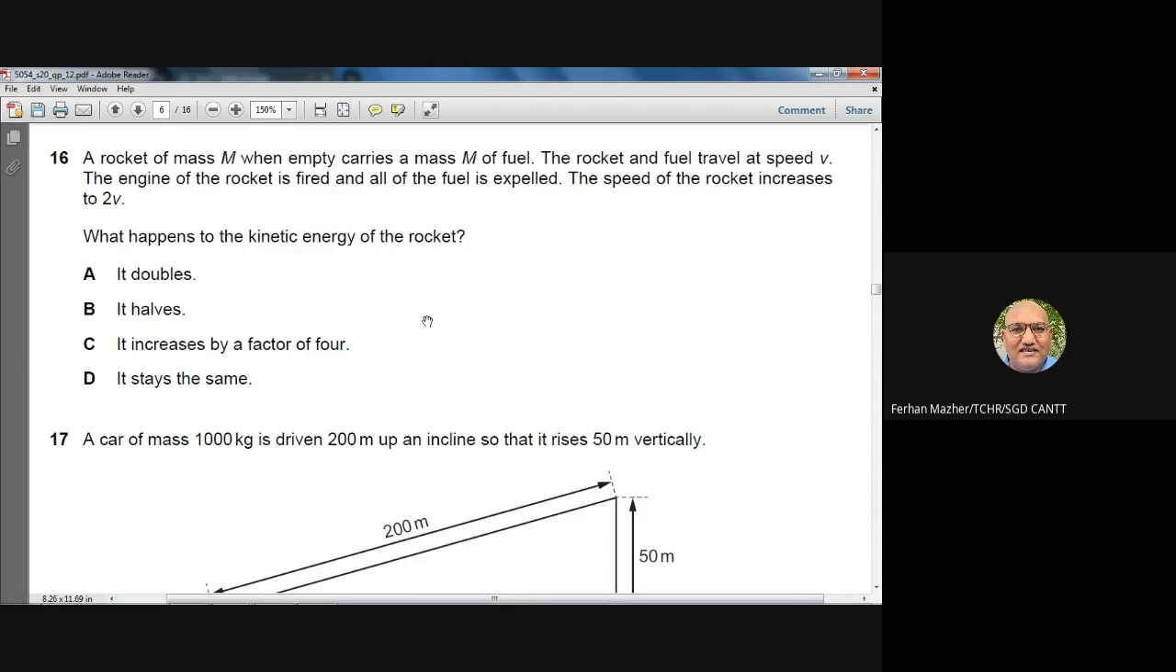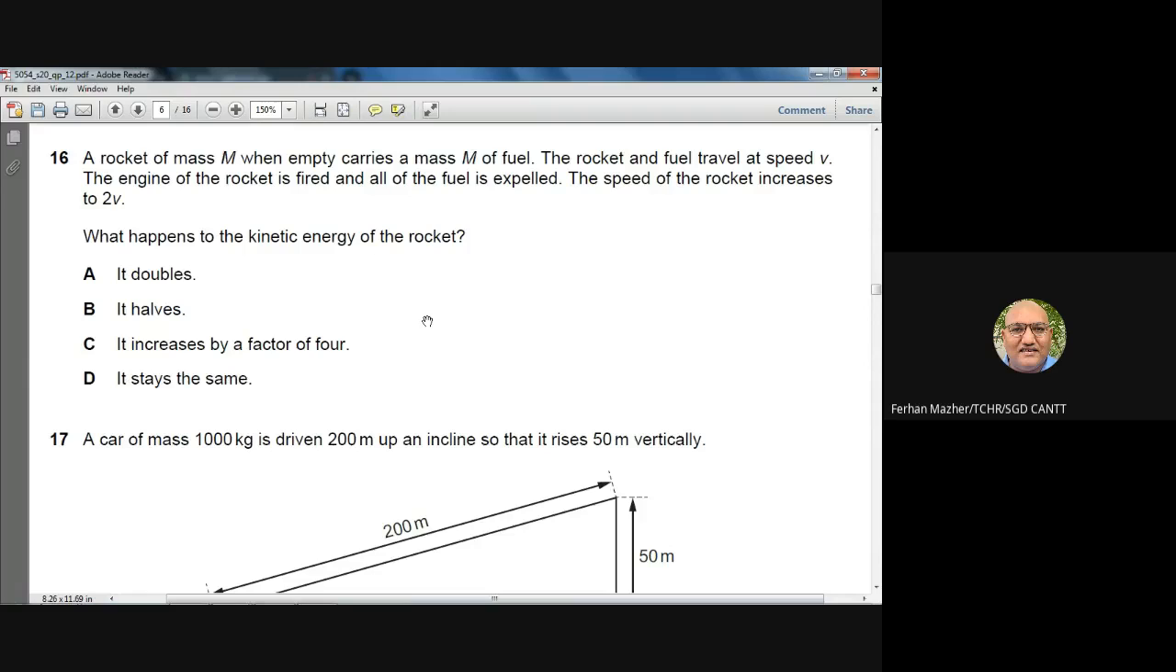A rocket of mass m when empty carries a mass M of fuel. The rocket and fuel travel at a speed v. The engine of the rocket is fired and all of the fuel is expelled. The speed of the rocket increases to 2v. What happens to the kinetic energy of the rocket? He's talking about only the rocket. It's a very tricky question. If you are attempting it the first time, you might make a mistake. The rocket, he's talking about the rocket.